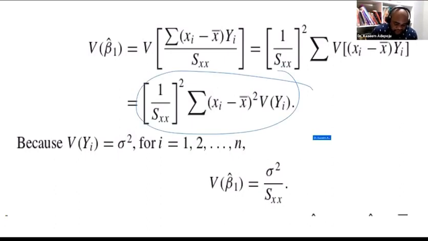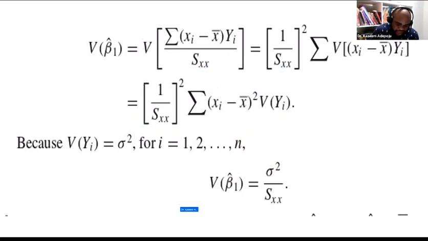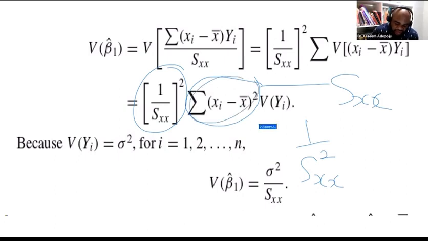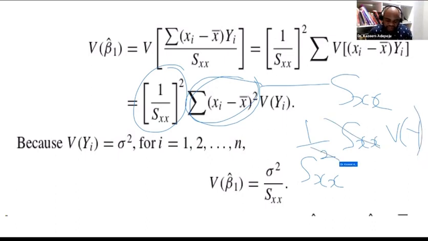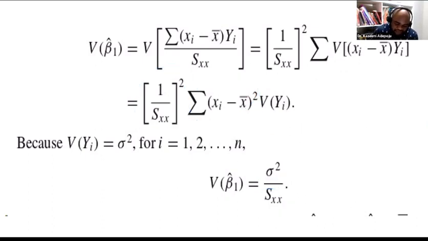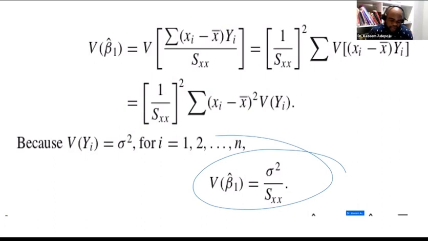And don't forget that this guy here is the same thing as Sxx. And here, it's like you're having 1 over Sxx squared. And this guy is another Sxx and the variance of y. So this guy is going to cancel one of that. So that's why you have this guy here. And what is the variance of y? It's sigma squared. The variance of y is sigma squared. So that is how we derive the variance of beta 1 cap.